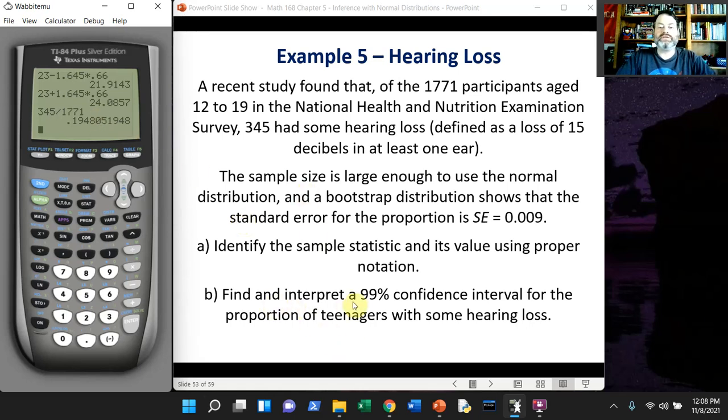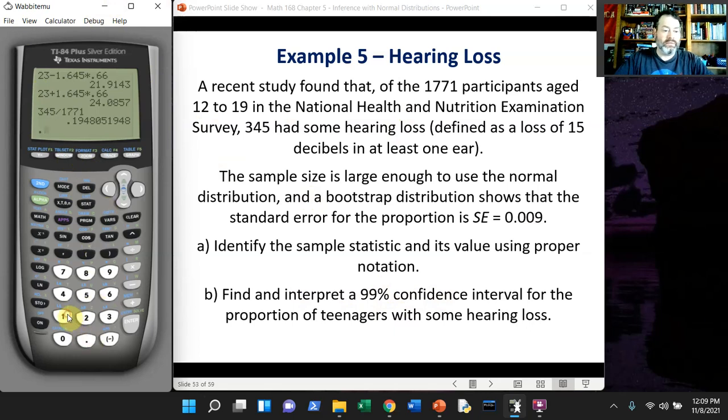Now it says find and interpret a 99% confidence interval for the proportion of teenagers with some hearing loss. So we use the generic formula. The formula is sample statistic plus or minus z star times the standard error. We're given the standard error. It's a 99% confidence interval. So from the table, or if you want to compute it on your own, you can. From the table, we get 2.576 for our z star. And we just plug everything in.